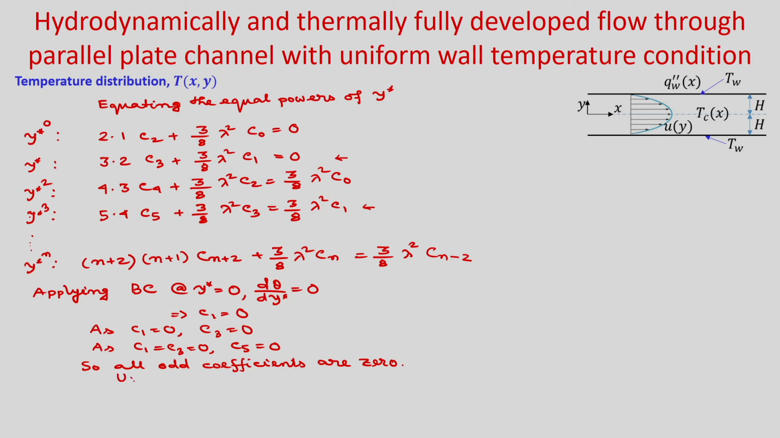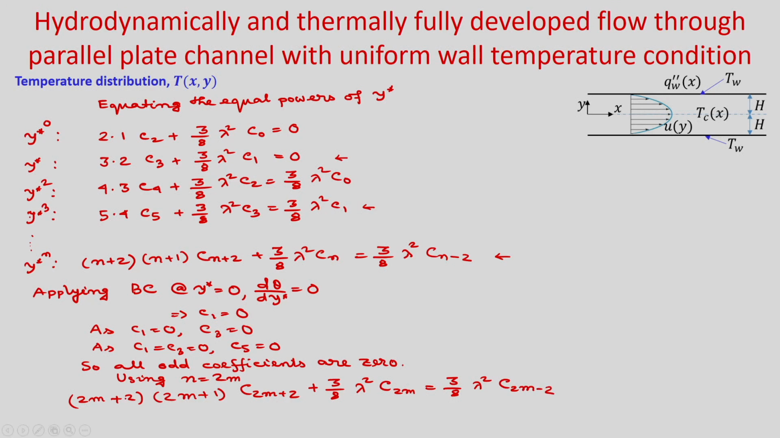So, what we can write? We can write using n is equal to 2 m. From this equation you can write (2m plus 2) into (2m plus 1) C 2m plus 2, we are putting n is equal to 2 m because all the odd coefficients are 0, plus 3 by 8 lambda square C 2m is equal to 3 by 8 lambda square C 2m minus 2.